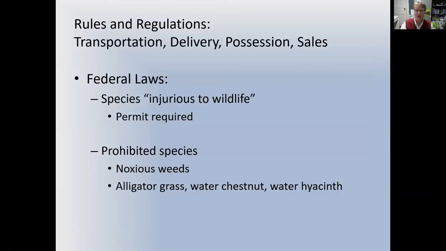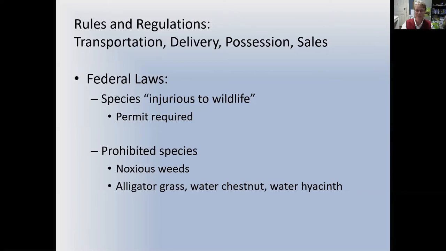So there are some laws that we need to pay attention to, and I'll give you more resources that will help you look into these. This has to do with our possession and our purchase of them primarily. Most of us are not going to be selling these, but if we have them in our possession, that is an issue. So for the federal laws associated with this, if a species is injurious to wildlife, you do need a permit to have it, and that's not something you're just going to get very easily.